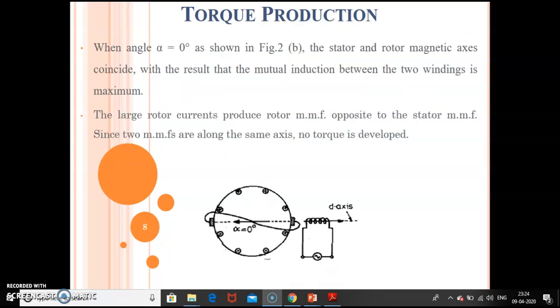Let us have another case when alpha is equal to 0 degrees, that is, when the stator and rotor axes coincide with each other. With this, the mutual induction between the two windings is maximum, and the large rotor current would produce a rotor mmf which would be opposite to the mmf of the stator. Since the two mmf are along the same axis, there will be no torque developed under such conditions.